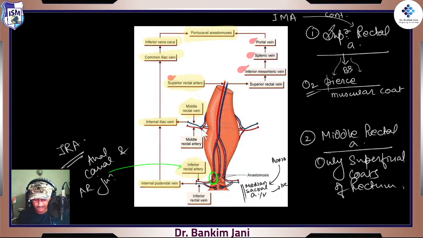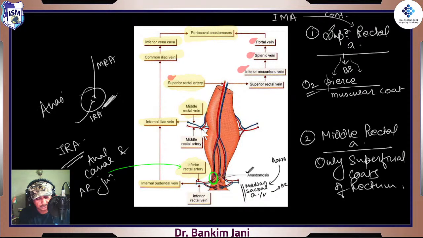But here it is forming that anastomosis. Now see, the things have started developing. It is doing anastomosis at the anorectal junction, and with whom? With the middle rectal artery, right? So middle rectal arteries are coming from the top, and this inferior rectal artery, they are meeting over here, and that is anastomosis. So this is the first anastomosis which we saw.